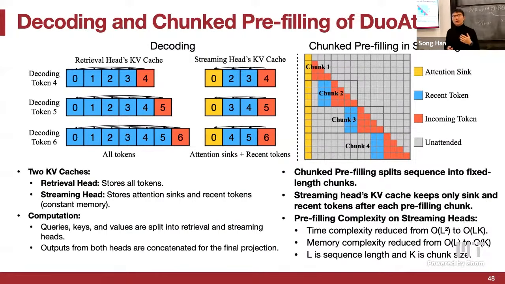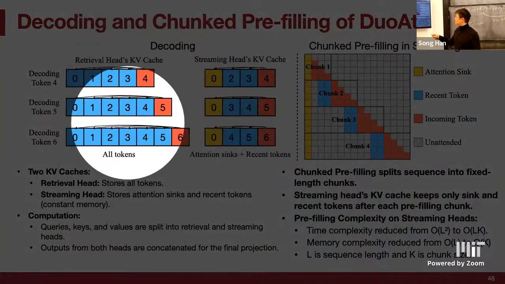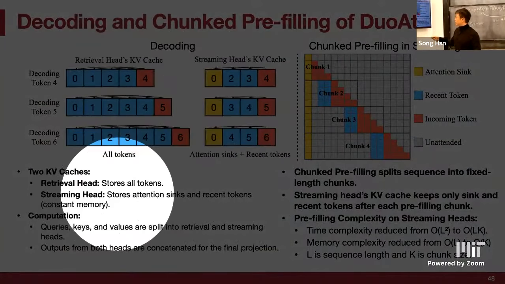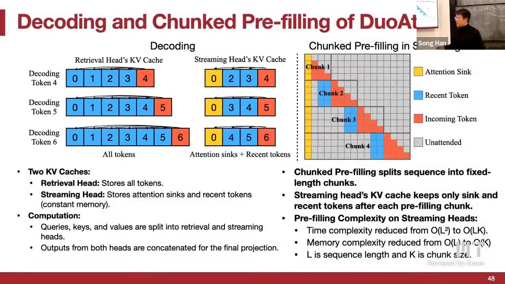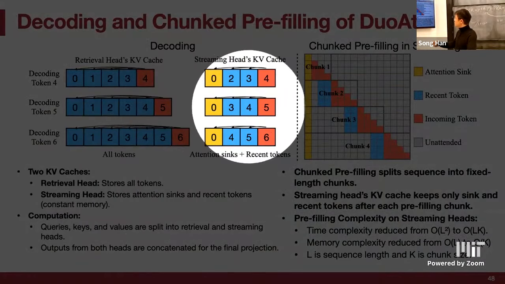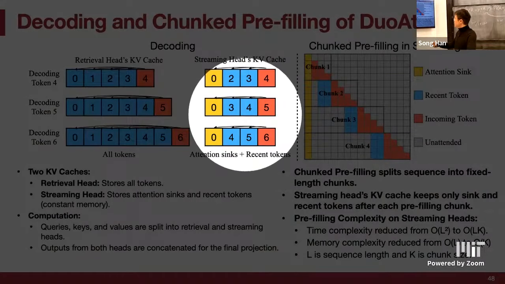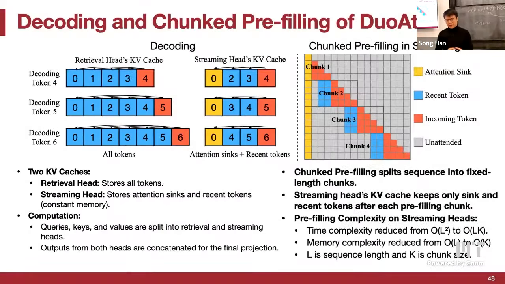So what about accelerating decoding versus pre-filling? This is accelerating the decoding part. We have two kinds of KV cache. One is for the retrieval head, where we need to store the KV for all the tokens. The other is for the streaming head, where we only store the yellow attention sinks and the most recent tokens. Therefore, it consists of only constant memory.